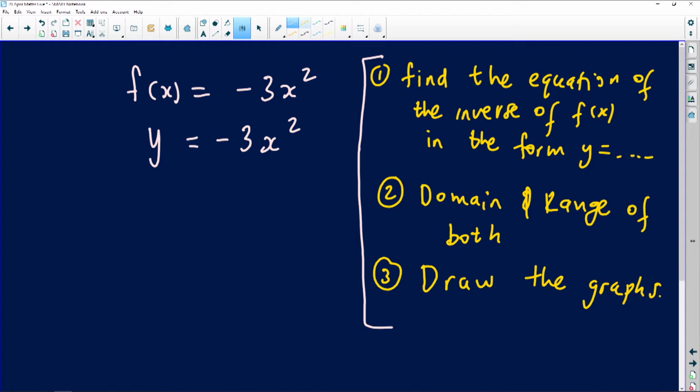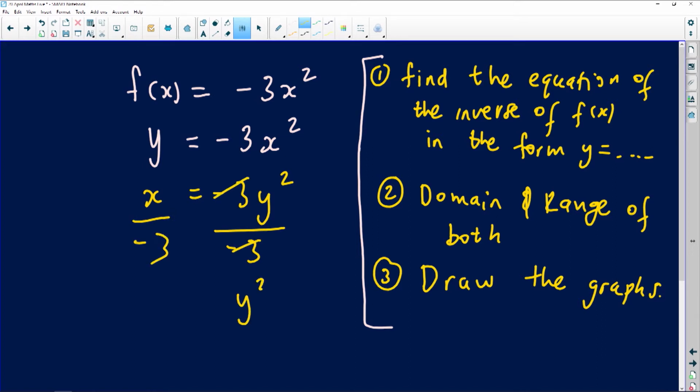We agreed that in order to find the inverse, where you see y, put x, and where you see x, put y, and everything else needs to stay the same. From here, I will then need to, of course, make y the subject of the formula. So I'm going to have to divide both sides by negative 3. I'm also dividing here by negative 3. That cancels out. We get y squared equals negative 1 over 3 x.